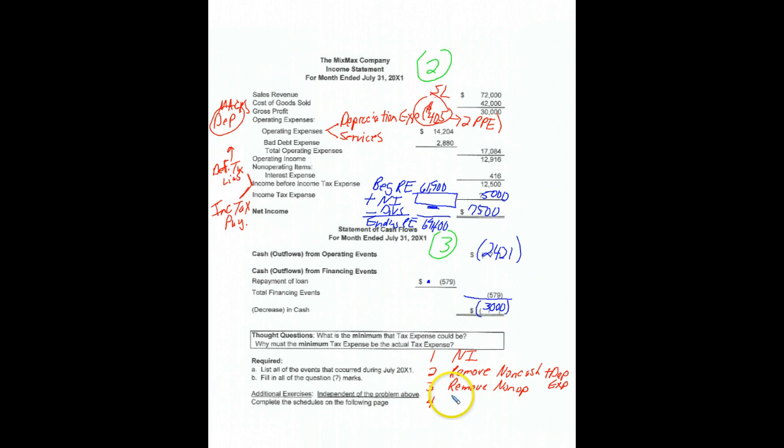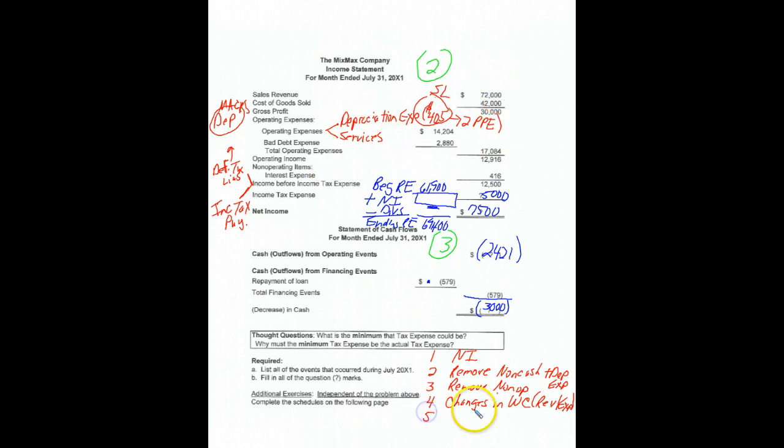Step number 4, do your debit credit stuff for the changes in working capital. Working capital are current assets and current liabilities that have a related revenue or expense account. Again, those are our current assets and current liabilities that are connected to a revenue or an expense account.